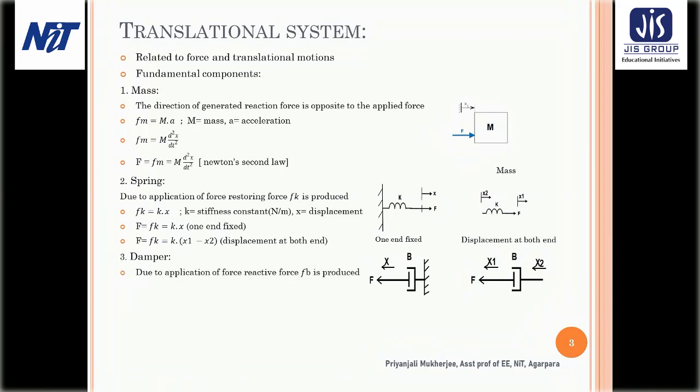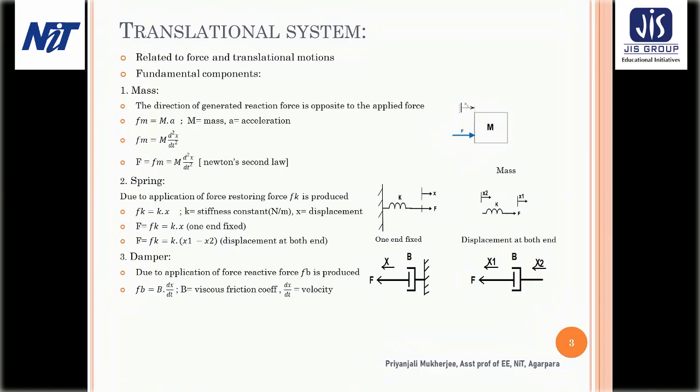The damper is one-ended fixed over here, and for this damper both the displacements are connected. And when a force F is applied to this dashpot, then a reactive force F_b is produced, which is proportional to the velocity. So, F_b is written as b into dx/dt, where b is the viscous friction coefficient and dx/dt is the velocity, if we consider x as the displacement.